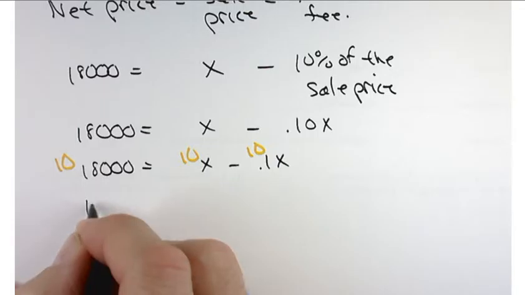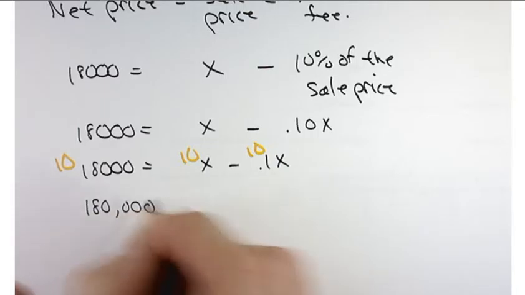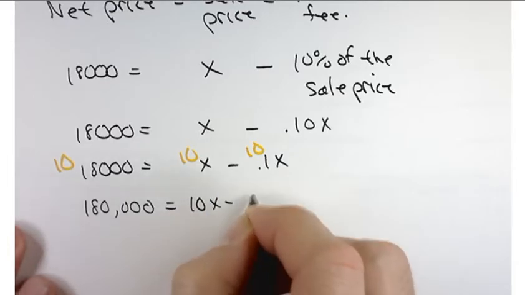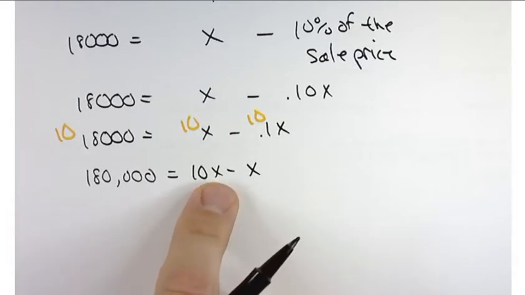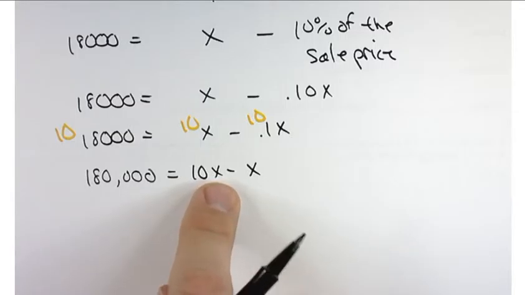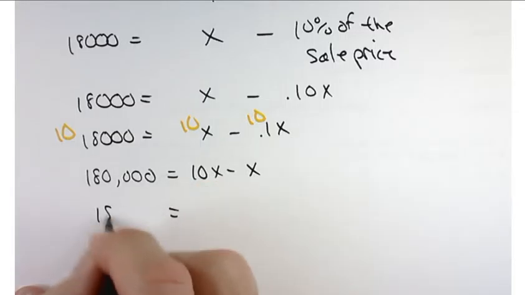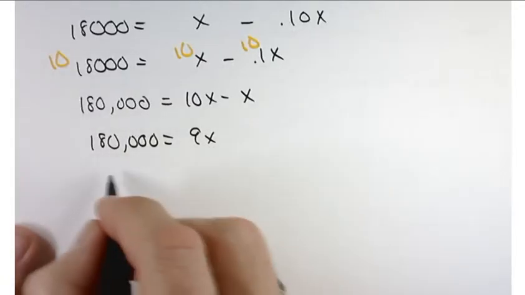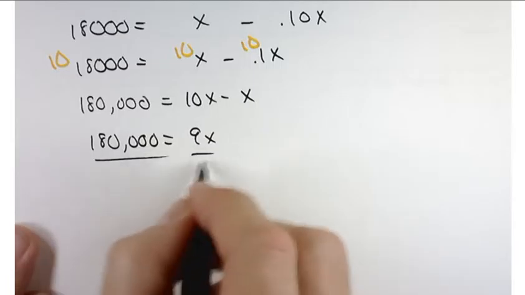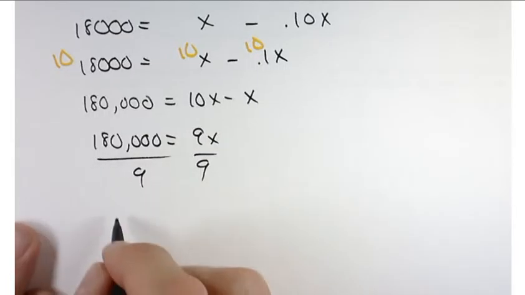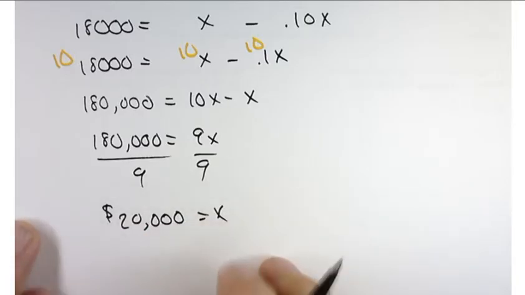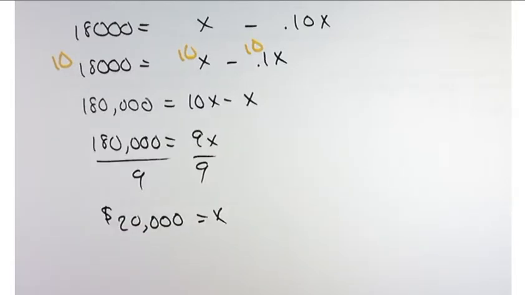So we get 180,000 is 10x minus x. Well, those are like terms. 10x minus x gives me 9x. And 9x goes in 180,000, or divide both sides by 9. So it's not 9x, it's just 9. 20,000 times. There you go. Practice those, practice the other ones.